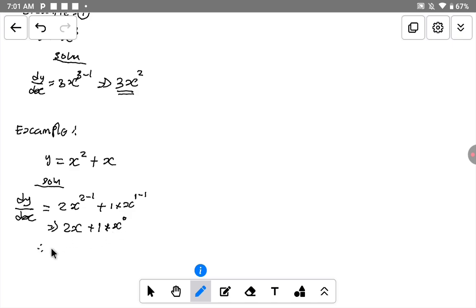So this one becomes 2s plus 1 multiplied by s to the power of 0, which is 1 multiplied by 1. So 1 times 1 gives us 1. Therefore, dy/ds is equal to 2s plus 1 times 1, that gives us 1. So the answer is equal to this. That is, by differentiating the given expression y equal to 2s squared plus s, the solution is equal to this. These are the step by step to solve this question.